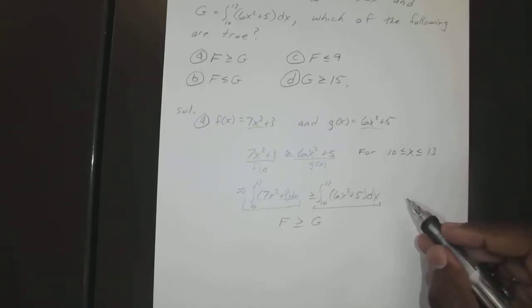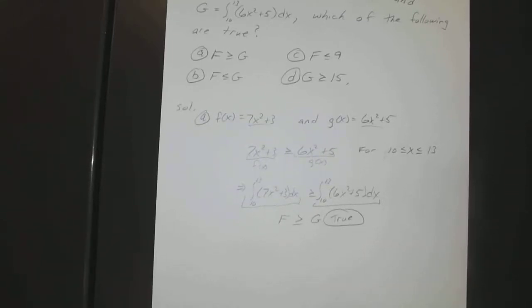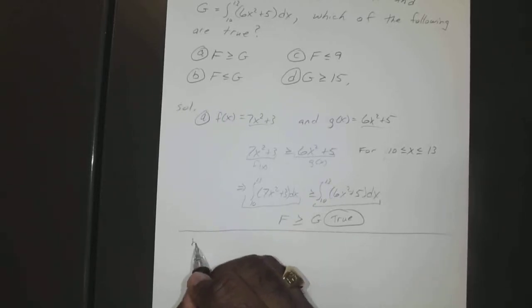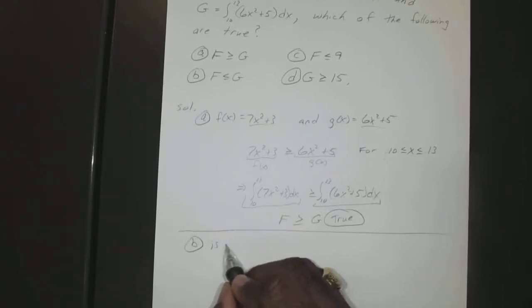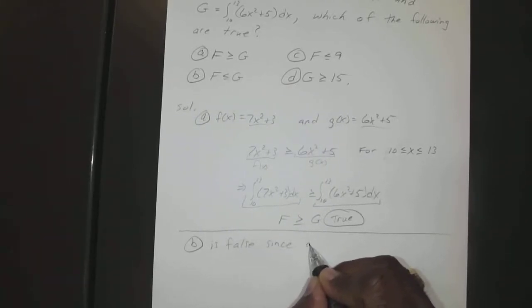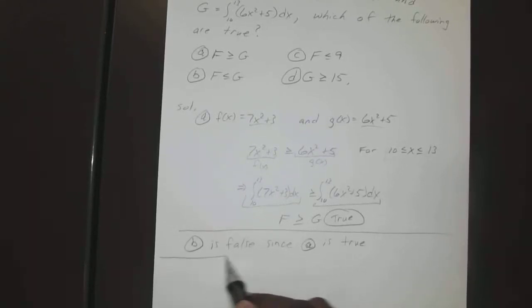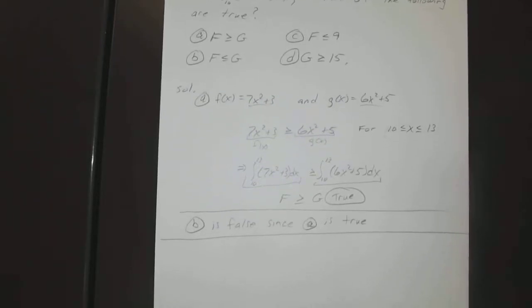Okay, so we know that A is true. So we don't even have to work out B because we already know if A is true, then B has to be false. So B is false since A is true. The only way both would be true is if they were equal.